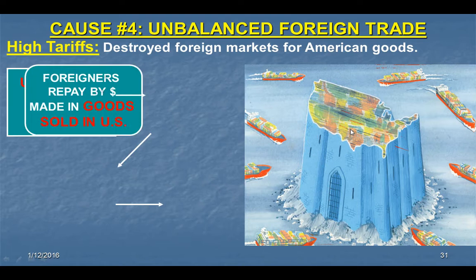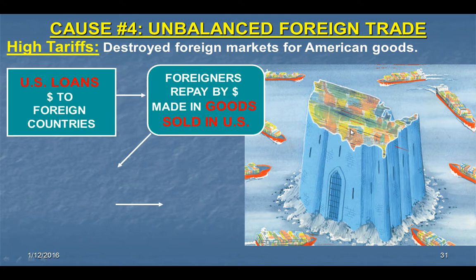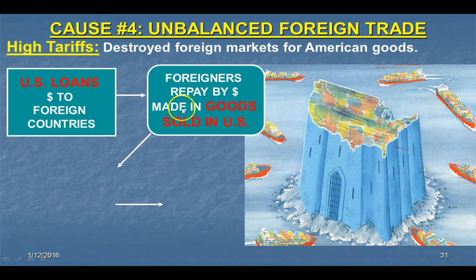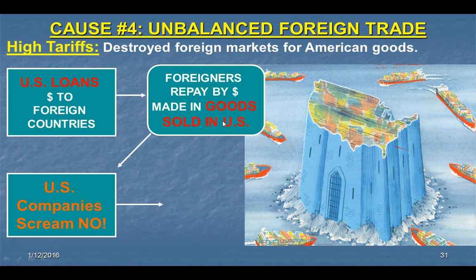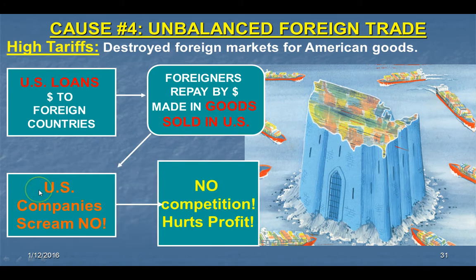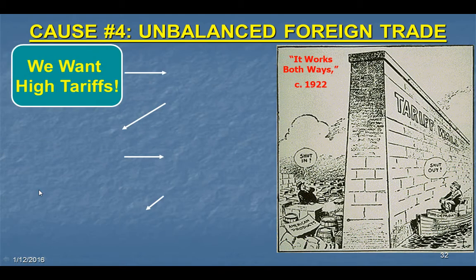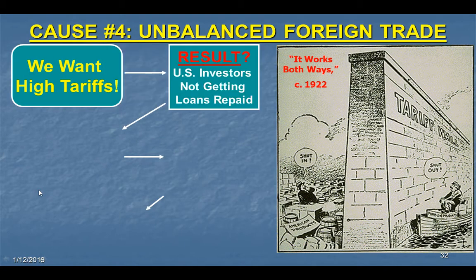It kills foreign markets. And the problem here is, again, that the United States has been loaning money to foreign countries, and foreigners repay these loans to United States bankers and industries by selling goods in the United States. But they can't sell goods in the United States because U.S. companies are screaming, no, we don't want the competition. Put a high tariff or tax on it. It hurts our profit. And so we have these high tariffs being placed on, Hawley-Smoot again being one of them.